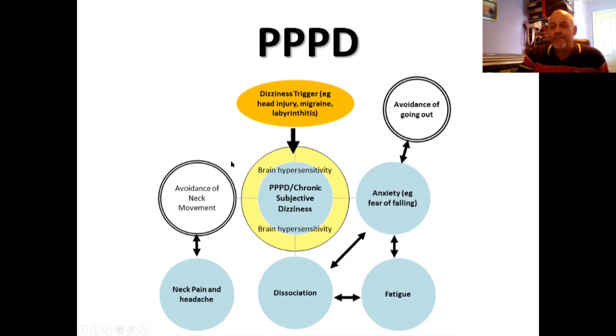And this develops because your brain becomes hypersensitive to motion. But you get these same things. You get those two other vicious cycles. You get the anxiety one, avoid going out. But you also get fatigue, dissociation like virtual reality. You still get the neck pain and headaches and avoiding neck movement. So I've put this in because those are the last two cycles I've shown you. And that's how people can develop PPPD.